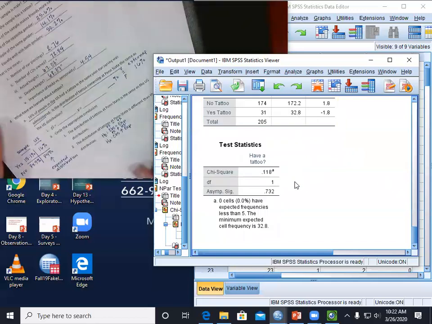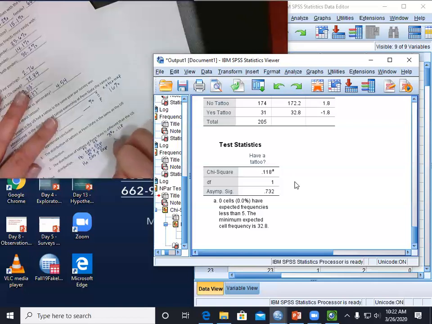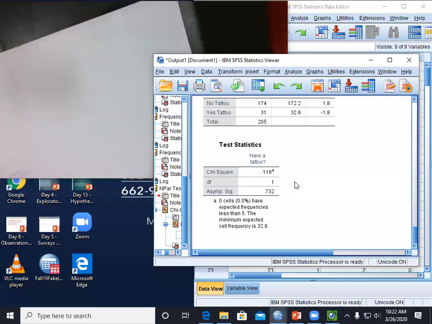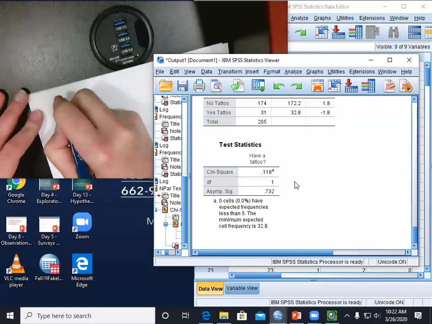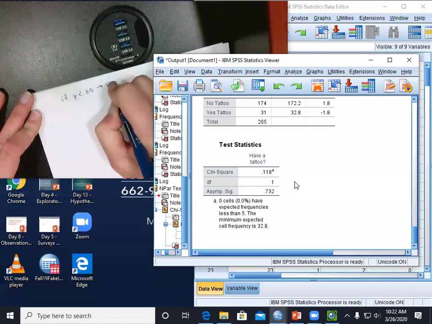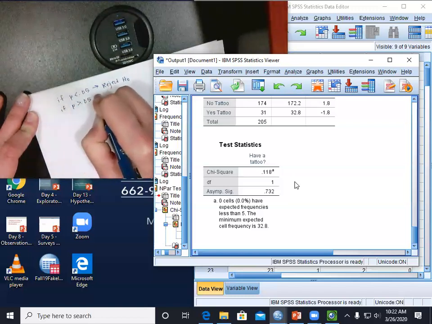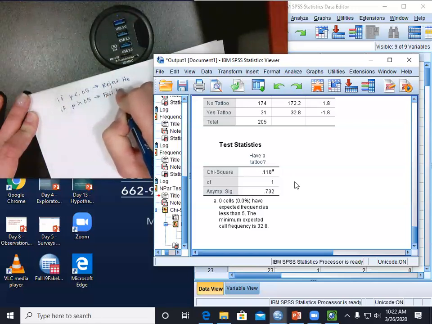But if we look down here, the important pieces of information, what you will get when I give you the results from the data analysis on your survey, you'll see that chi-square equals 0.118 and p equals 0.732. On this sheet of paper over here, I'll keep this written down. If p is less than 0.05, we are going to reject the null hypothesis. And if p is greater than 0.05, we are going to fail to reject the null hypothesis.